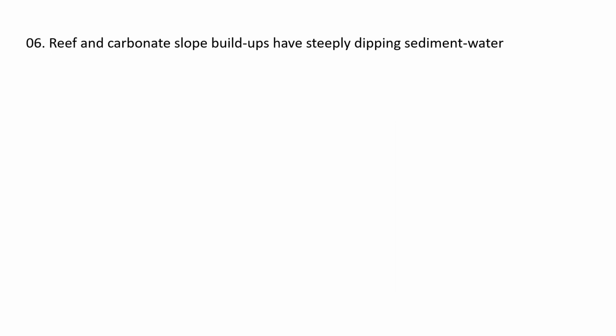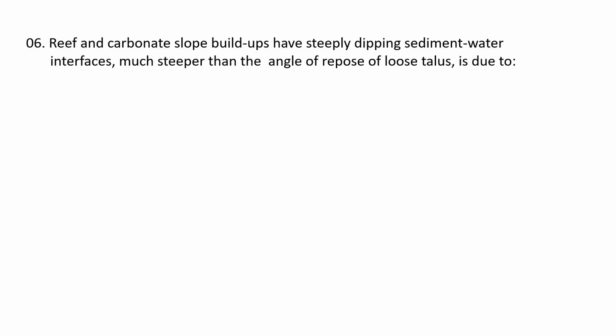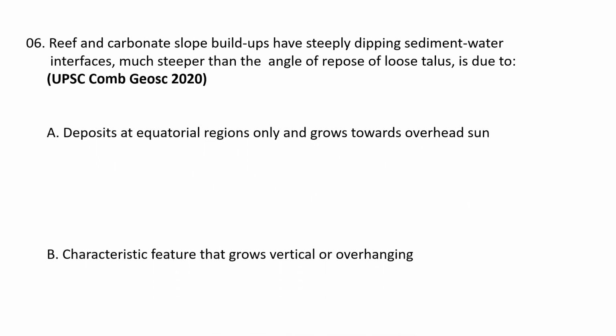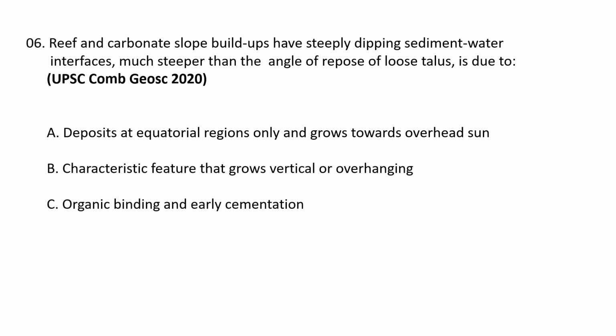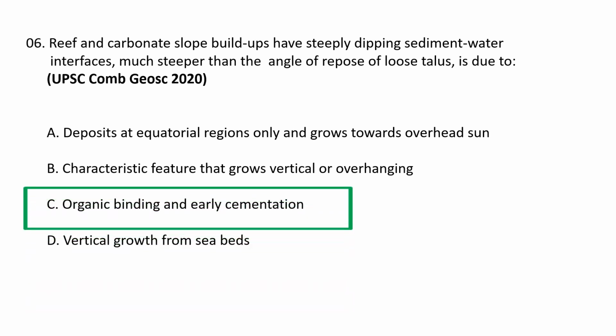Next question. Reef and carbonate slope buildups have steeply dipping sediment water interfaces much steeper than the angle of repose of loose talus, which is due to: A. Deposits at equatorial regions only and grows towards overhead sun. B. Characteristic feature that grows vertical or overhanging. C. Organic binding and early cementation. And D. Vertical growth from seabeds. So reef and carbonate slope buildups have steeply dipping sediment water interfaces, steeper than the angle of repose of loose material known as talus, due to organic binding and early cementation. C is the correct option.